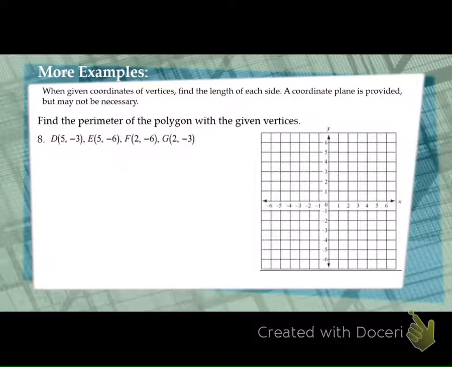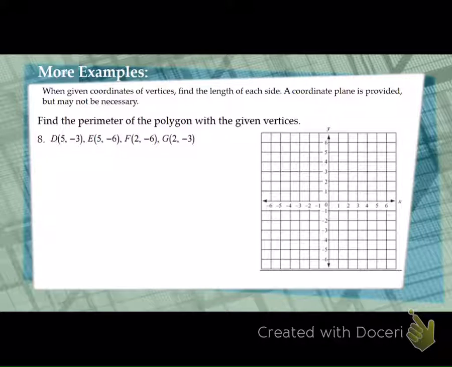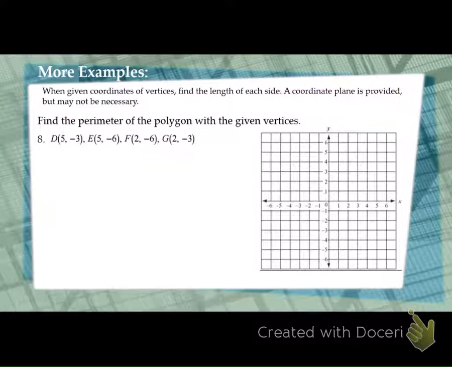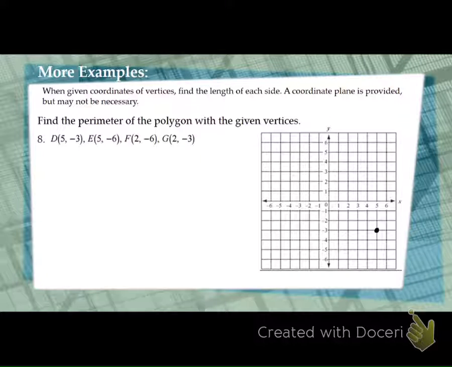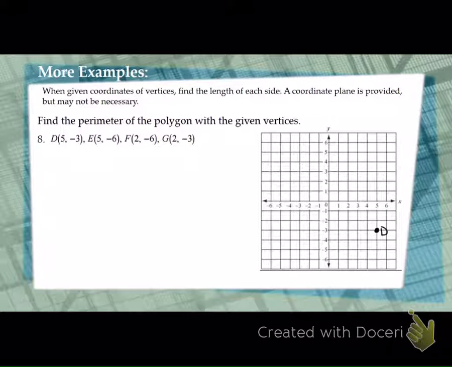So when you're given the coordinates of vertices, find the length of each side. A coordinate plane is provided but may not be necessary. It may not be necessary, but I think it is important to plot them right now for you guys to understand this. So D is 5, negative 3. Then I have E at 5, negative 6. Then F at 2, negative 6. And G at 2, negative 3.